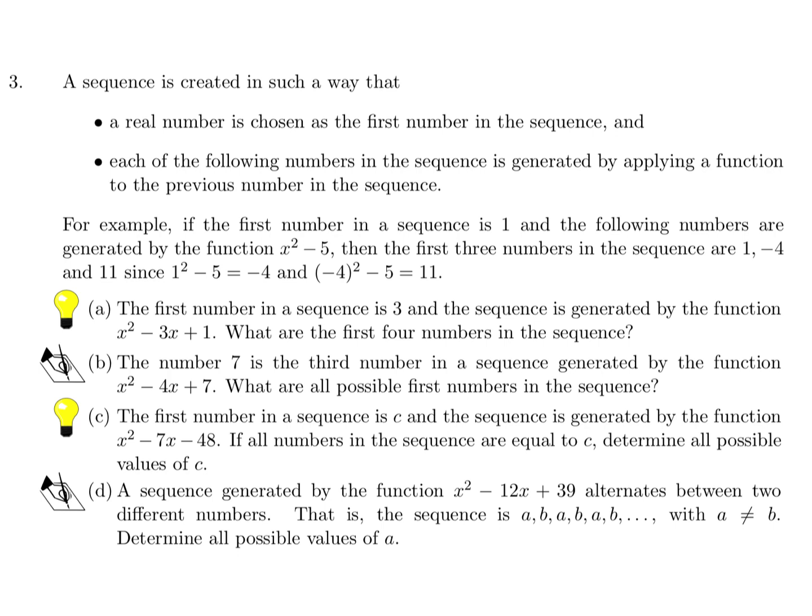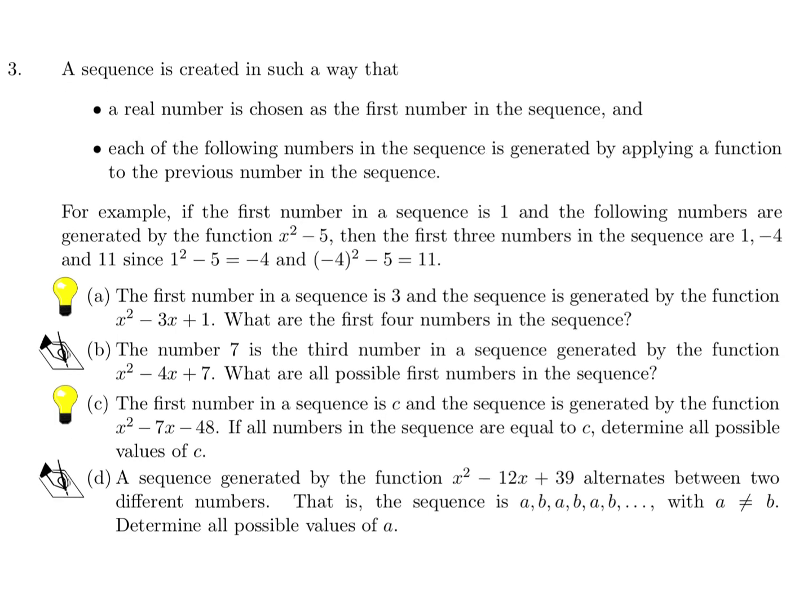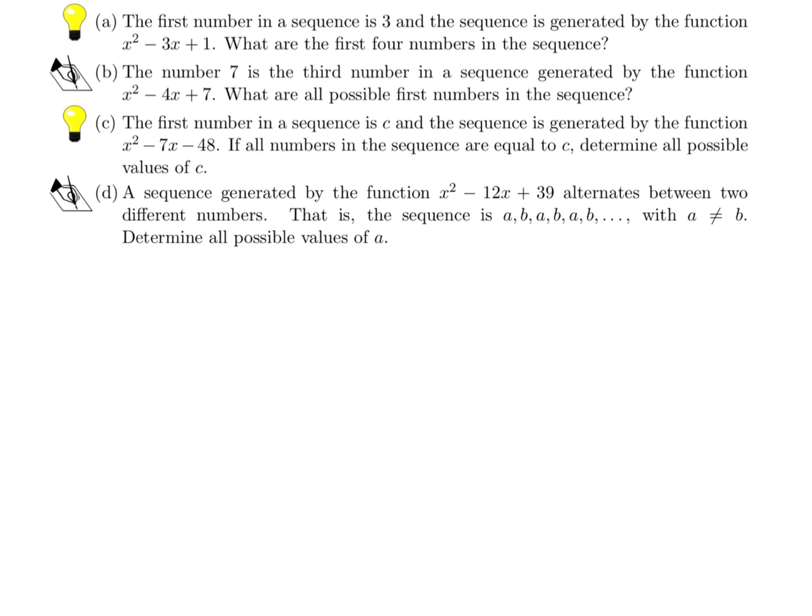The first number in the sequence is 3, and the sequence is generated by the function x squared minus 3x plus 1. What are the first 4 numbers? All right, shouldn't be too bad. So we've got the first number is 3, and the second number would be taking this function and substituting 3, so it would be 3 squared minus 3 times 3 plus 1, and I believe that is 1.